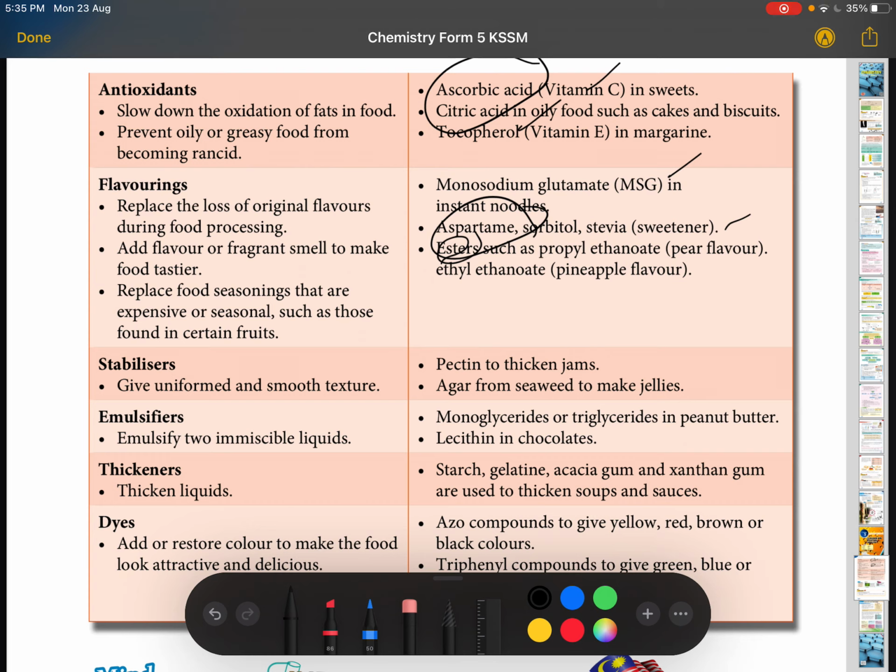And then the stabilizers, to give it a better texture, a smoother texture. For this one, pectin and agar. So pectin for jellies, pectin for jam, agar for jellies.